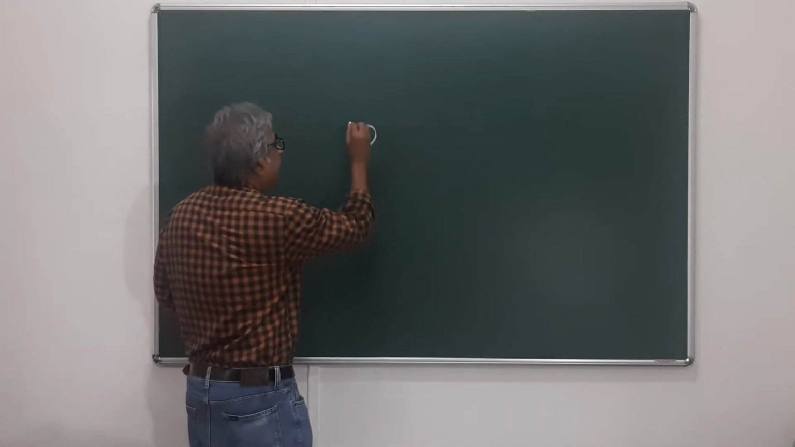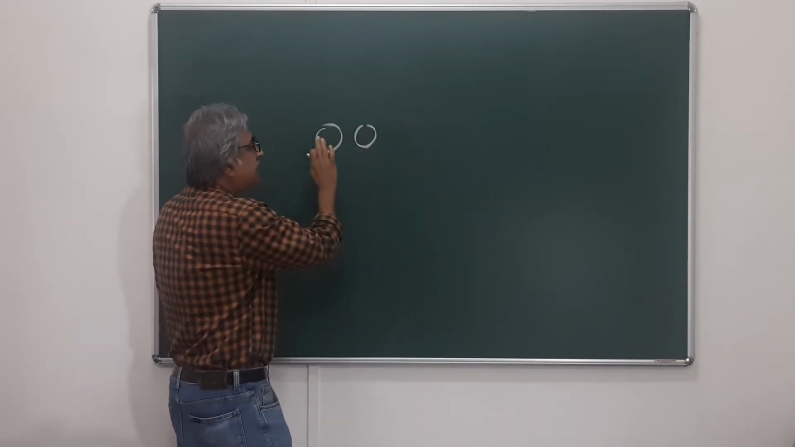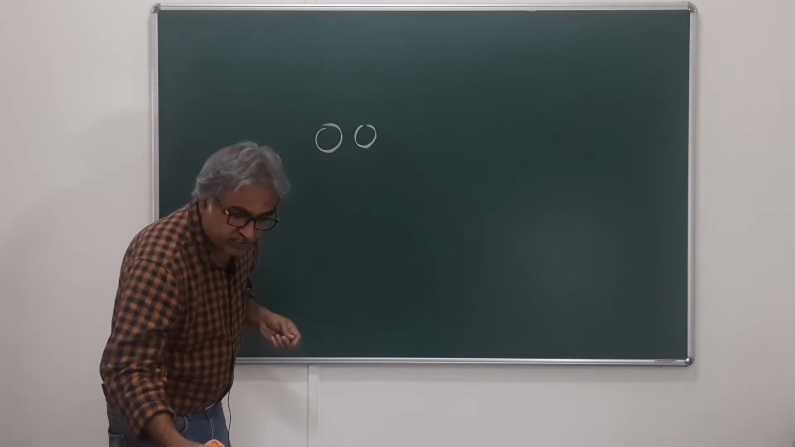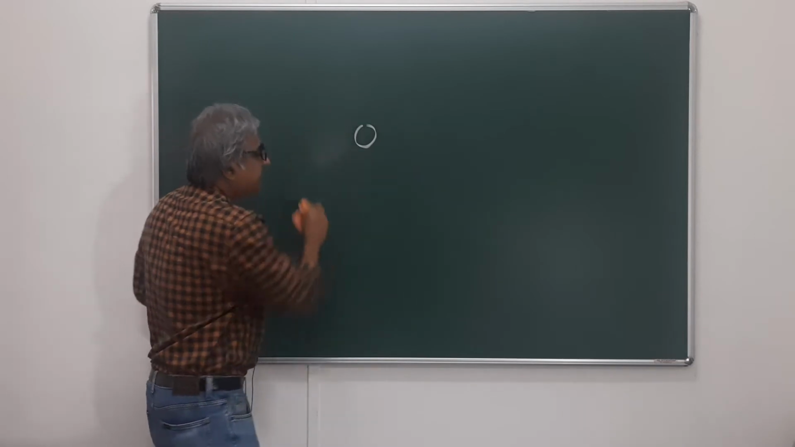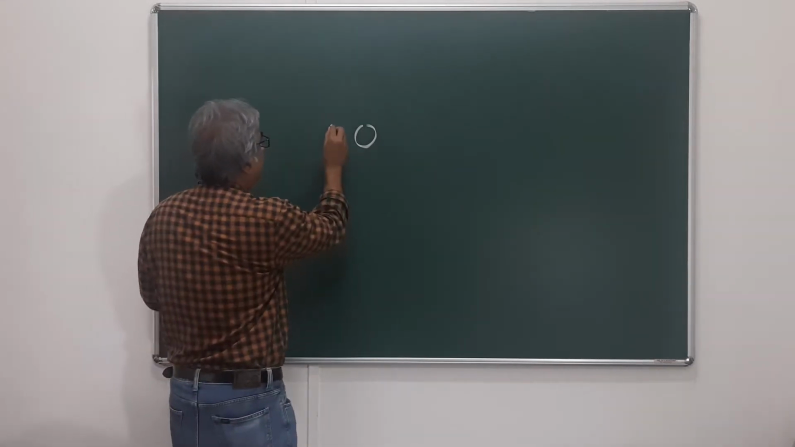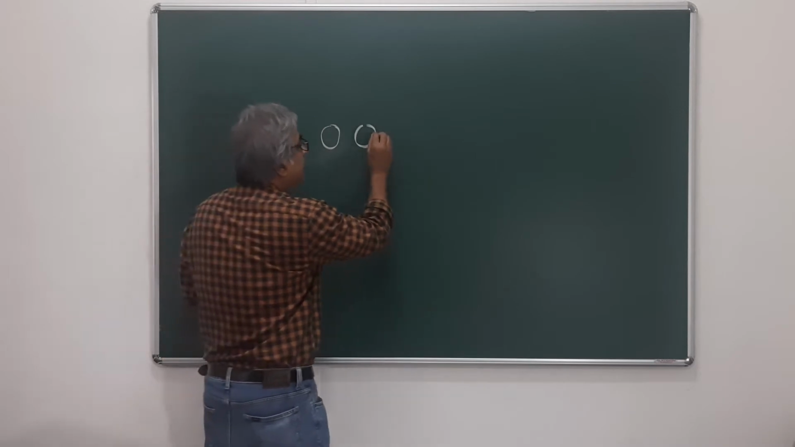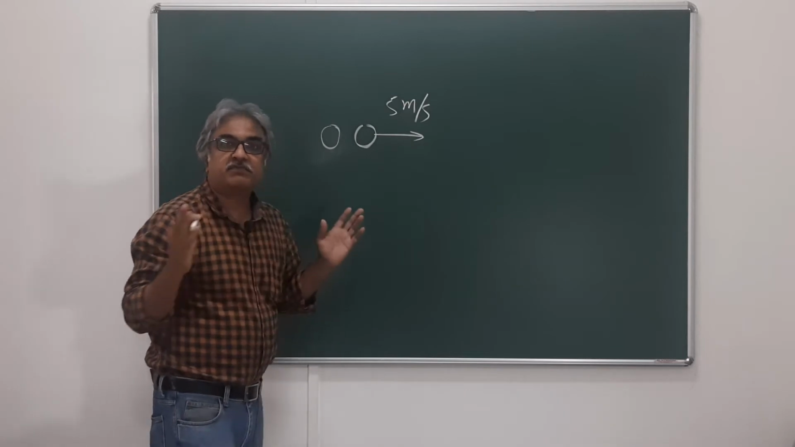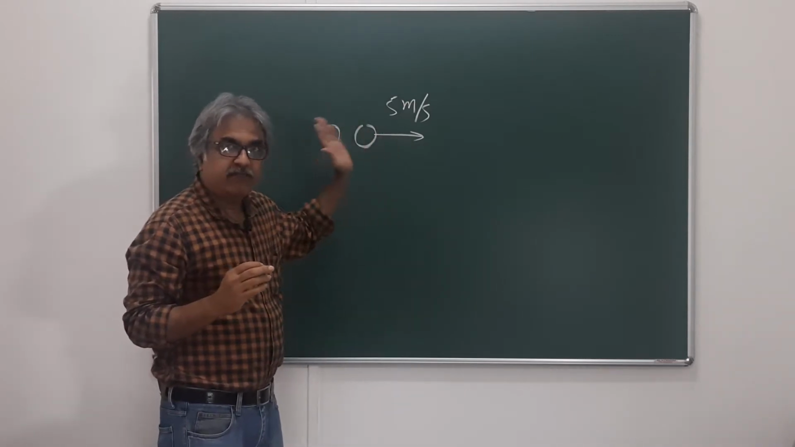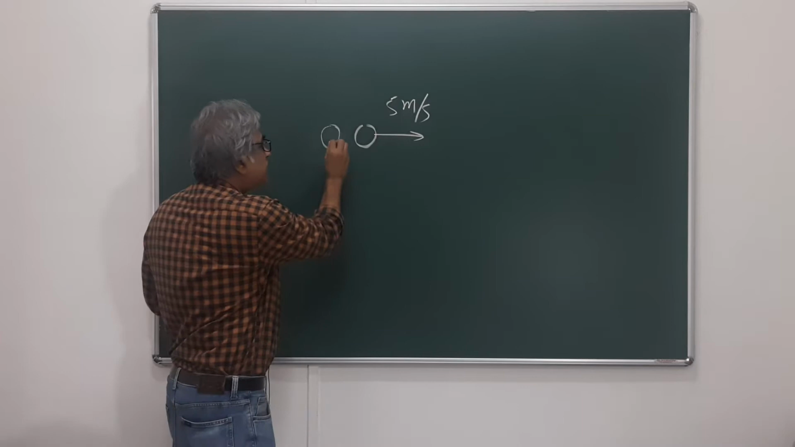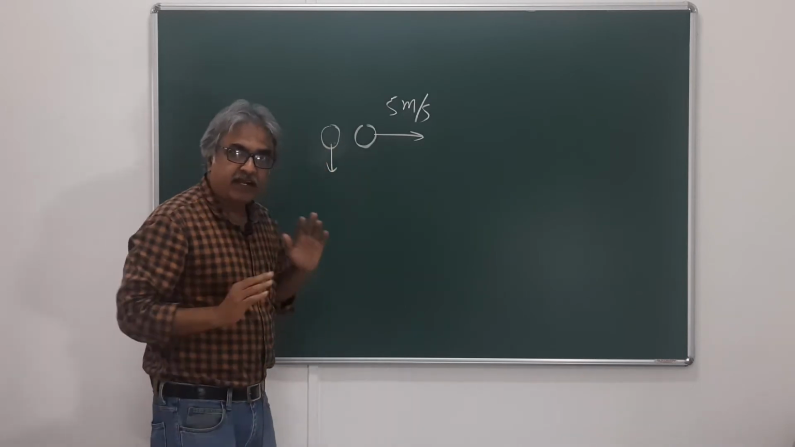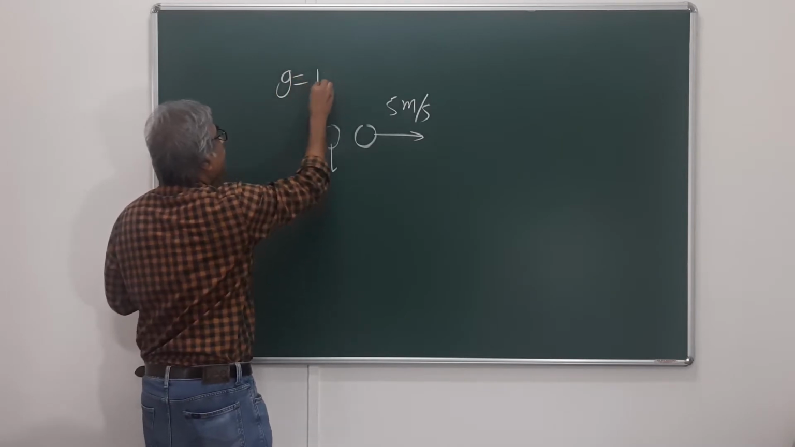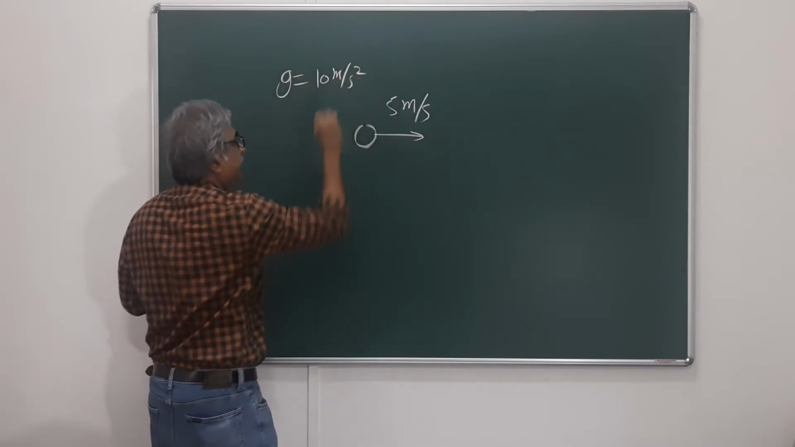This ball, this is another ball. There are two balls. Let's say they are identical. They have the same mass, although I have not drawn them exactly identical, but they are identical. This is thrown horizontally with a velocity of 5 meters per second. This ball is just dropped. And let's assume that the acceleration due to gravity, that g value, is 10 meters per second square.